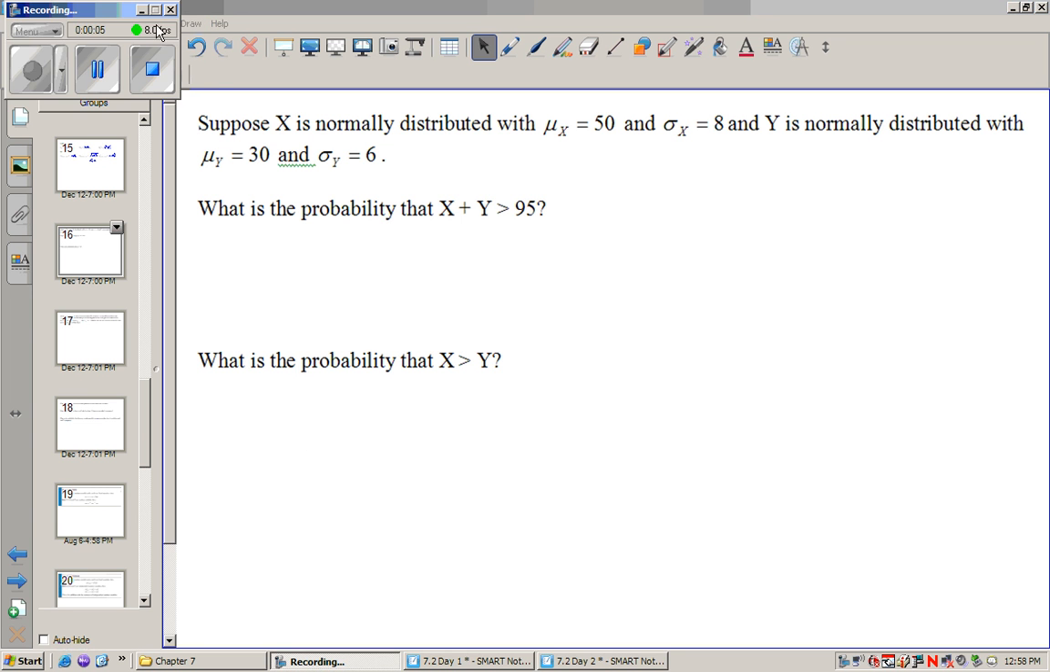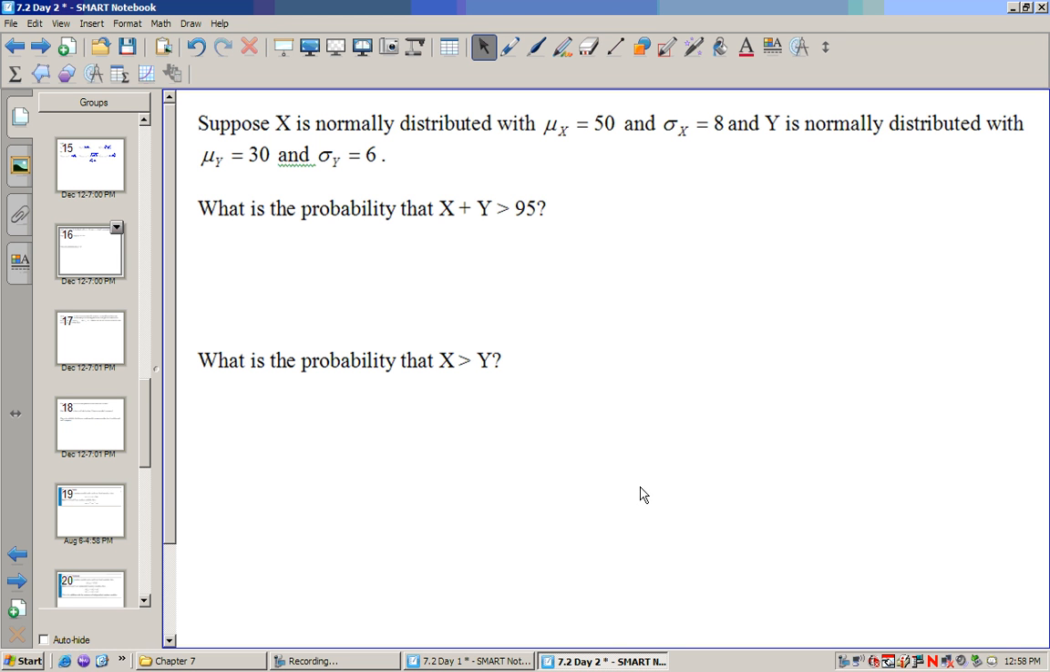Hello, welcome to the third day in the 7.2. We're going to continue with the lesson where we left off the previous day. And now we're going to work with the formulas that we learned about yesterday. Today gets a little tricky.